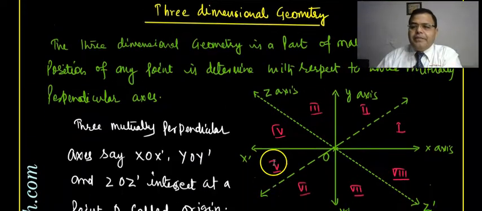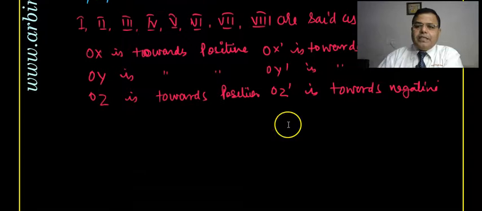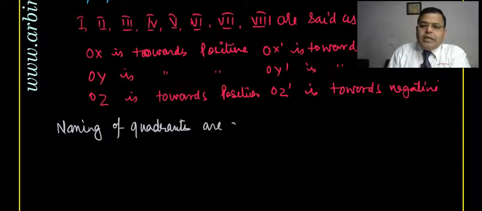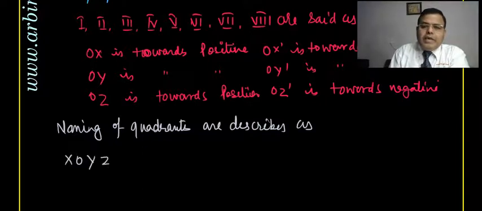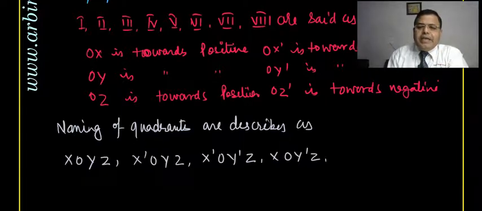So the coordinate quadrant is described as, what are the names? If I would like to write their names, then we can write here x-axis, O, y-axis, and z-axis: x, O, y, z. The naming of quadrants is described as x, O, y, z. X dash O, y, z. Then x dash O, y dash z. Then x, O, y dash z. Right? So all these where z is written, it means it is towards the positive side.